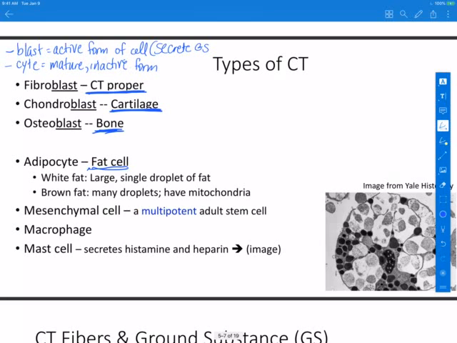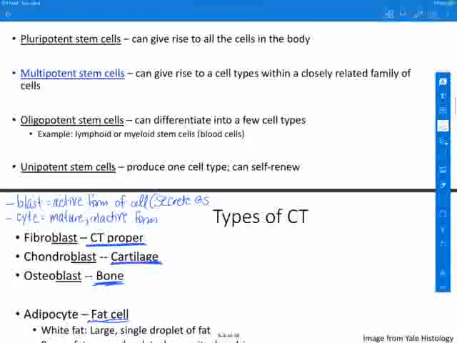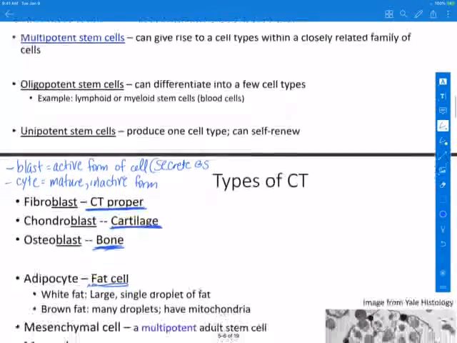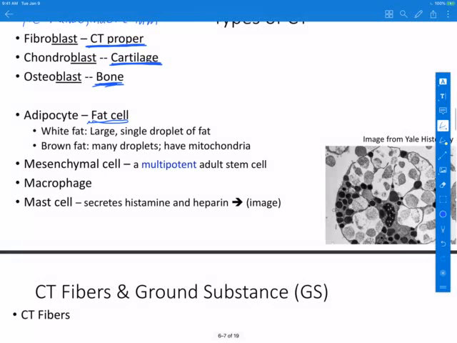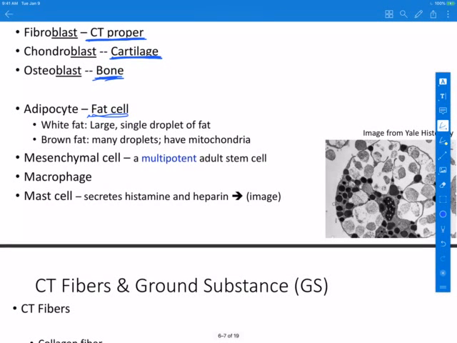Now, a mesenchymal cell is multipotent. It's a multipotent adult stem cell. So again, just to remind you, the multipotent cell can give rise to cell types within a closely related family of cells. And that's basically what mesenchymal cells do, is they give rise to new connective tissue.